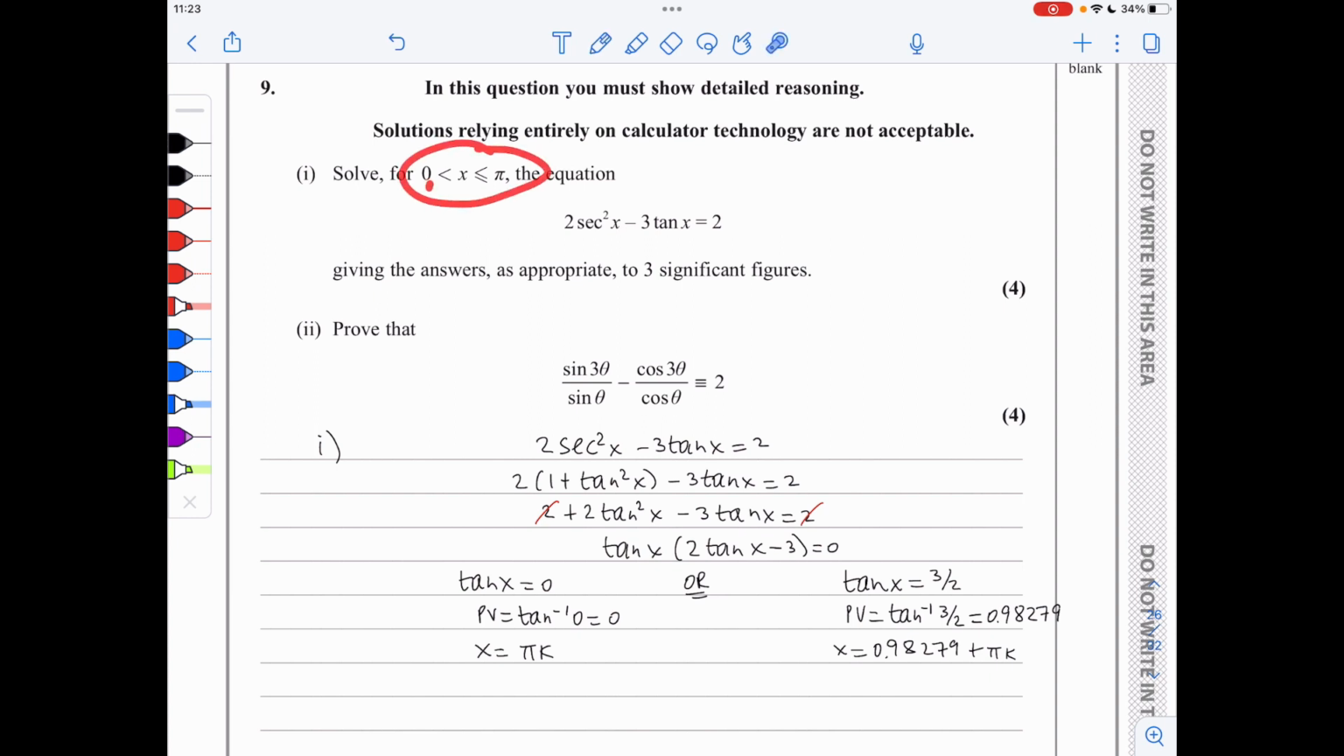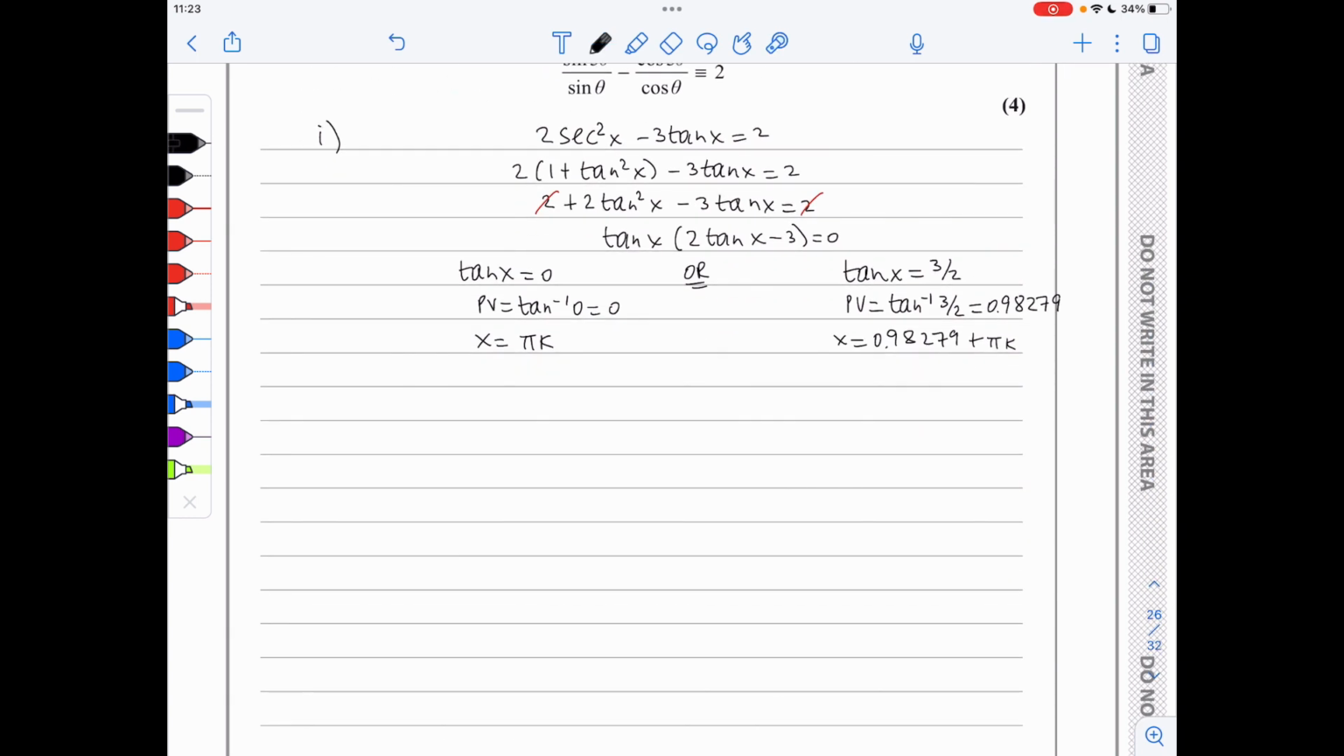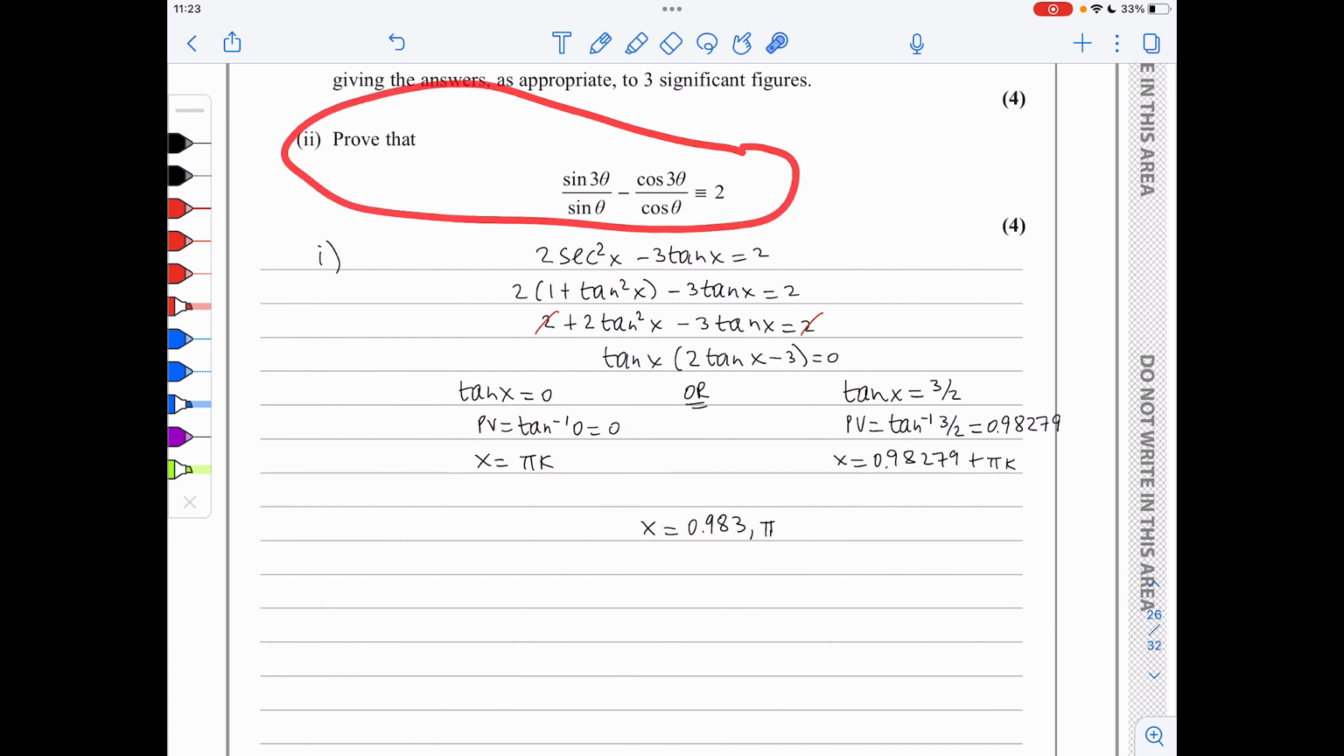0 is not included, but pi is included in the domain for x. So the solutions for x are 0.983 and pi. In II, we need to prove the following identity.